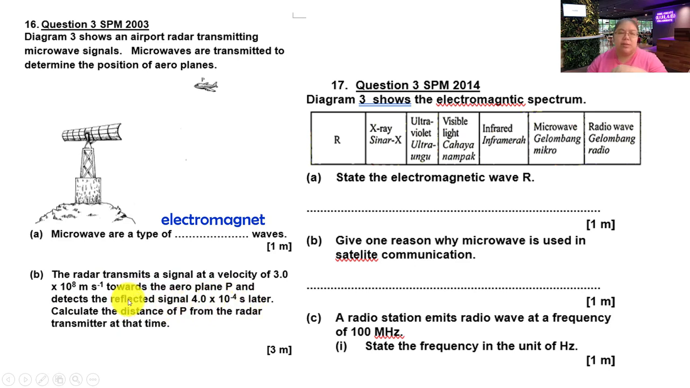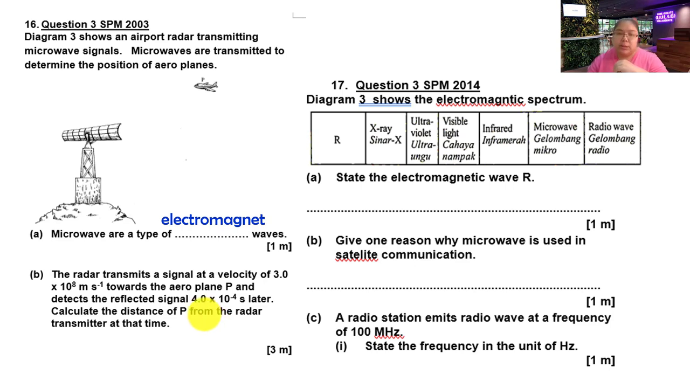So this situation means two-way. Because you send the signal, by using the two-way velocity, the time taken is the two-way time taken, because they send and it comes back. So the distance also should be two-way. But the question now, they want to calculate the distance of P from the radar. They just want to count the one-way distance. So that means later your answer must be divided by two.